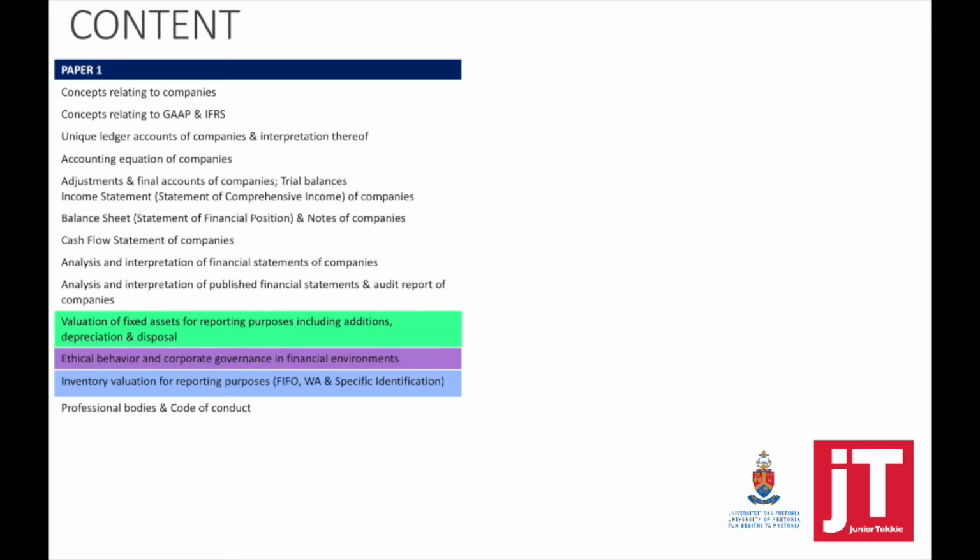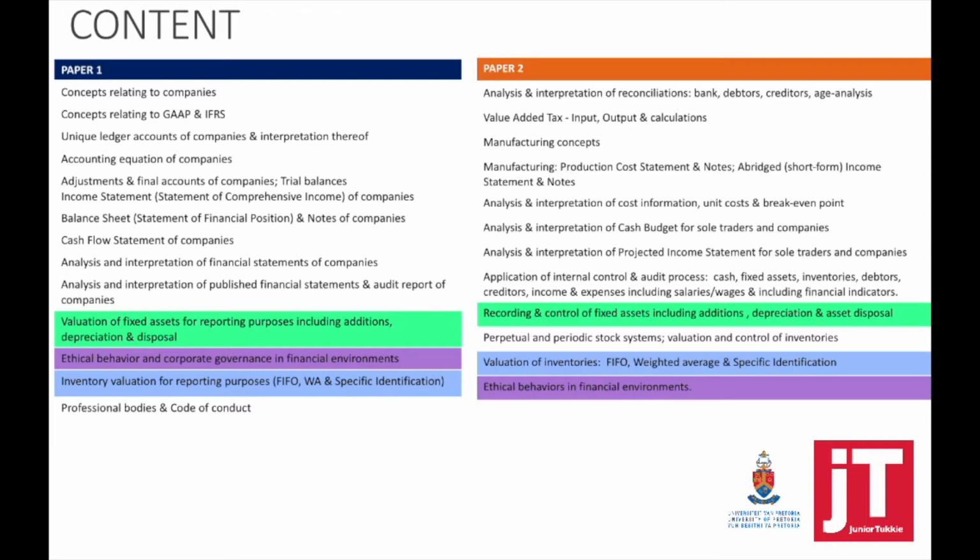If we're looking at the content for paper 1, this is from the examination guideline. So this is basically what you need to know with regards to paper 1 and for paper 2. Now you will notice that there are items that are highlighted, which means that these are the things that will appear in both papers.